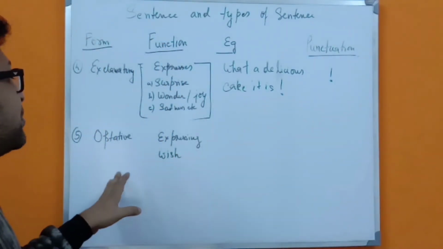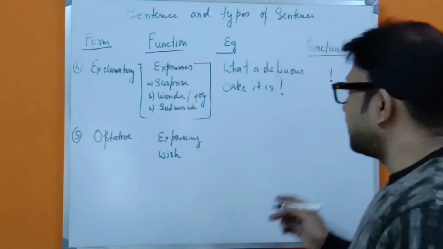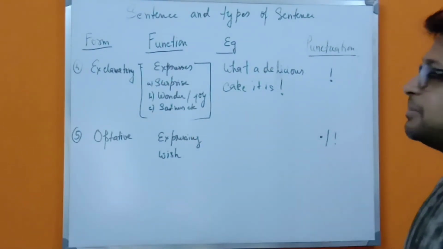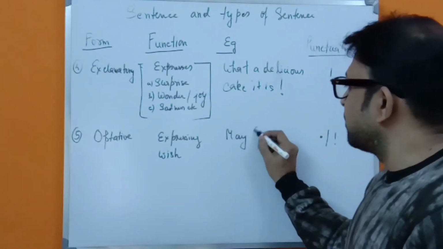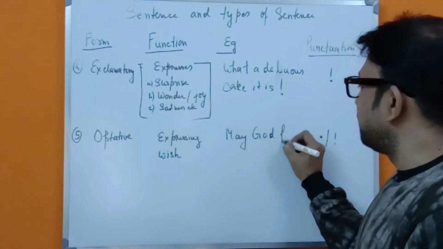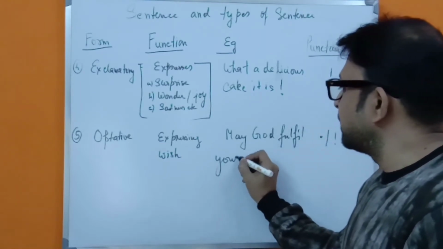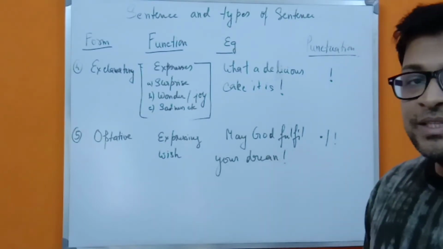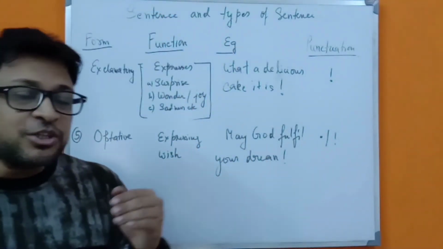Now I am coming to the optative sentence, which shows you a wish, and obviously the punctuation will be a full stop, but sometimes it can be an exclamatory sign. May God fulfill your dream. So this is a wish which you want to be fulfilled.